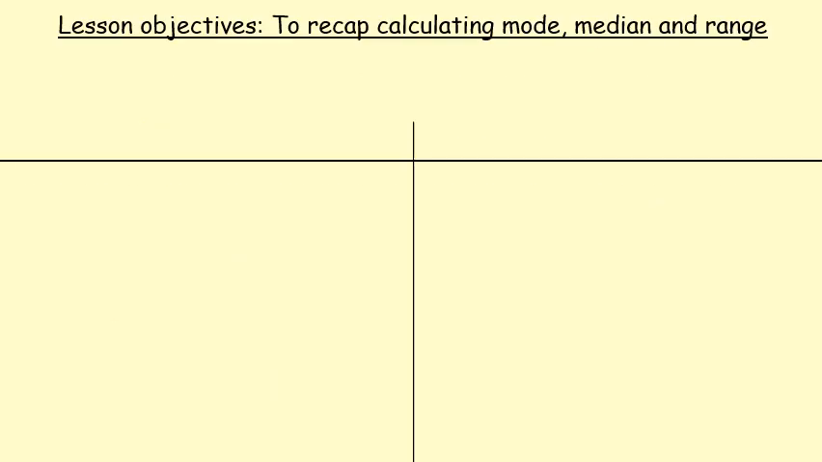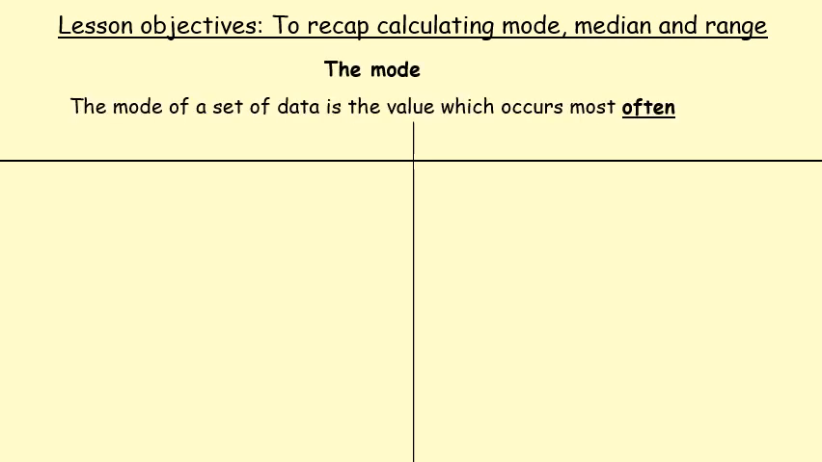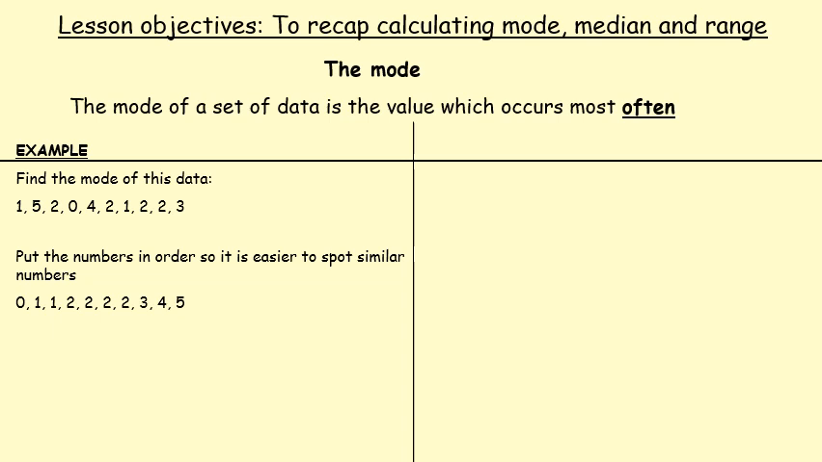We're going to start off our lesson on averages by looking at the mode. So the mode is a value in a set of data which occurs the most often. So on the left hand side of this grid, I'm going to start off with an example. So the question is to find the mode of this data, so which value occurs most often. Now you might be able to see it just by looking at the list. A better way is to put the numbers in order so it's easier to spot similar numbers.